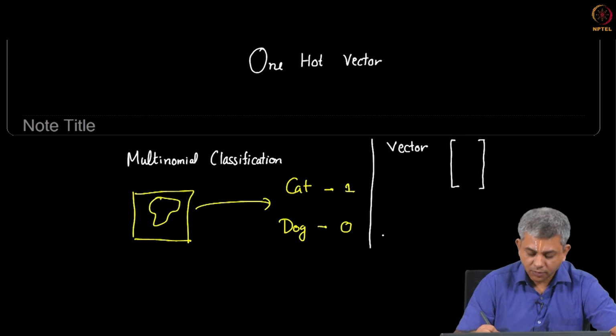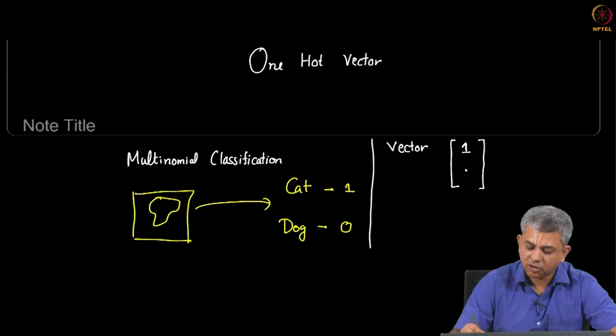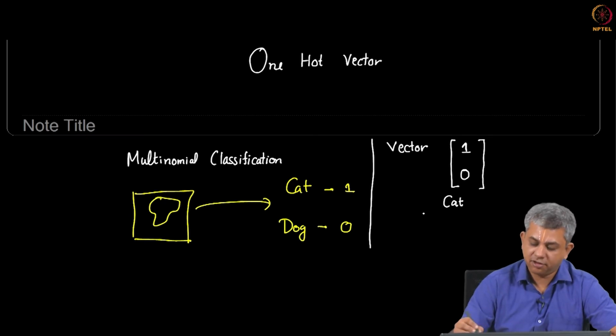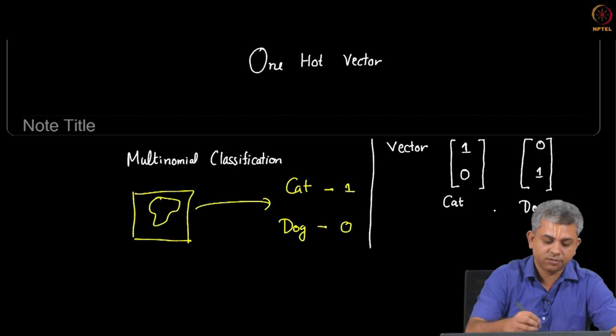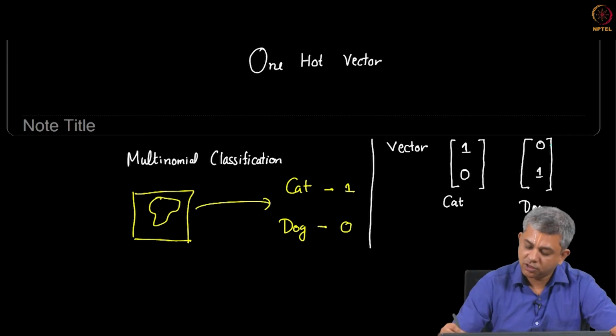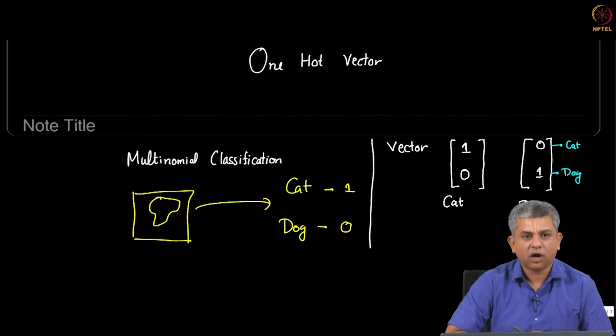Okay. So, in the ideal case, instead of calling cat simply 1, I would call it 1 0, this would represent cat, and I could call dog as 0 1. This would represent a dog. Essentially, the first element represents the cat, the second element represents a dog. Okay. Now, how does this help?